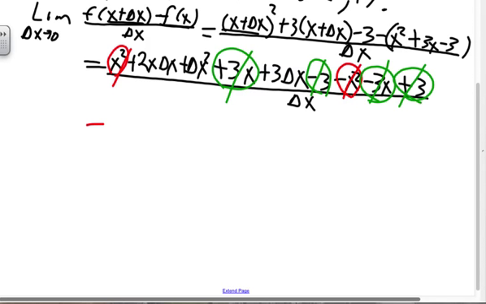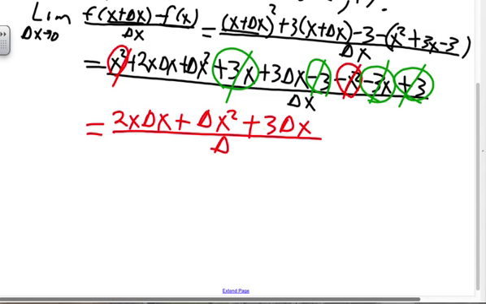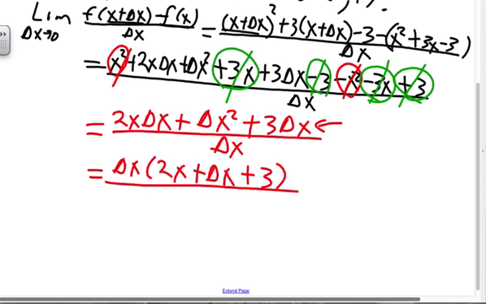So now we just write down what's left. So I've got 2x delta x plus delta x squared. You know there's not a whole lot left. Plus 3 delta x over delta x. And I'm going to factor delta x out of the top. So I'm going to have delta x times 2x plus delta x plus 3 over delta x.